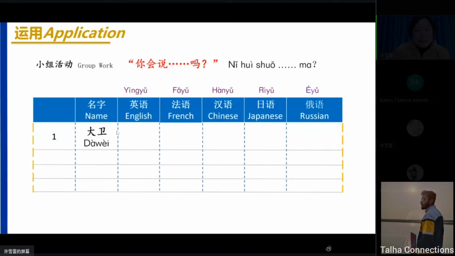Okay, now here's the first person whose name is 大卫. Maybe he got an English name, David. We translated it into Chinese, 大卫. Now, he speaks English, he speaks French, but he doesn't speak Chinese, nor Japanese, nor Russian. So, 大卫 can speak English and French, but he cannot speak Chinese, Japanese, and Russian.